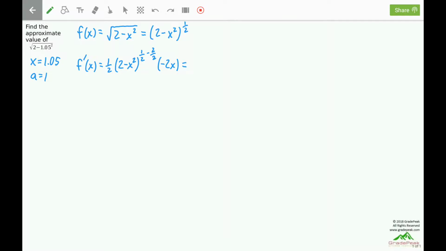The negative 2 can move out front with the 1/2. Negative 2 times 1/2 is a negative 1. And the x can move out front with that. The 1's implied, so we can write that as negative x. And then 2 minus x squared will be raised to the 1 minus 2, which is negative 1 over the common denominator of 2.